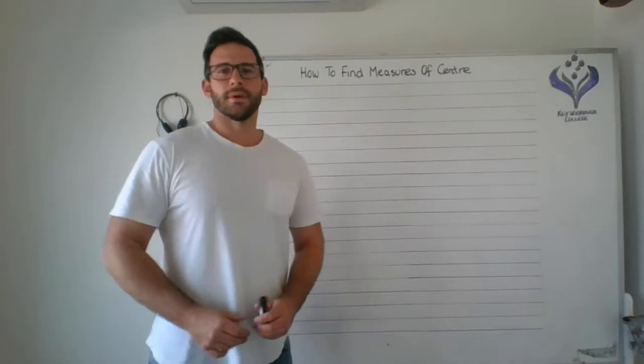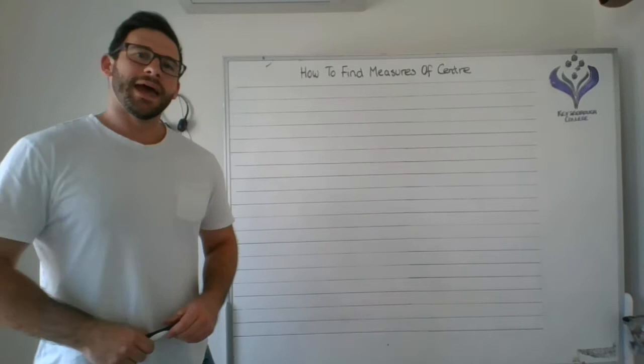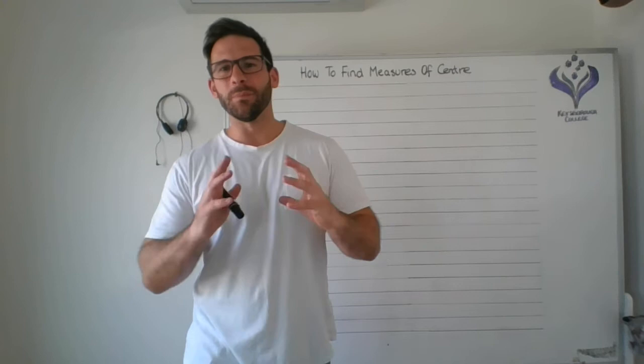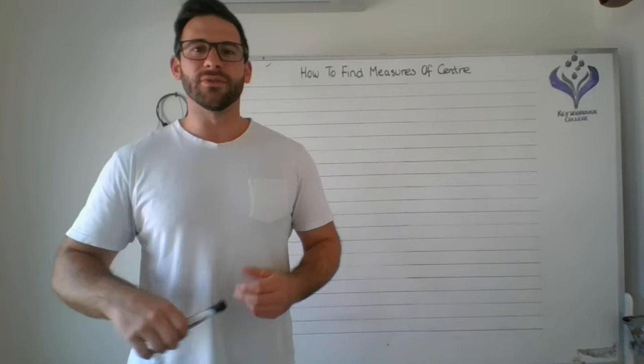Hey guys, for lesson one of your statistics assignment, we're going to be going through how to find measures of centre today. When we talk about measures of centre, we're talking about where our data actually sits in relation to one another and where the middle of our data is. We're going to be talking about three different measures of centre today: the mean, the median, and the mode.